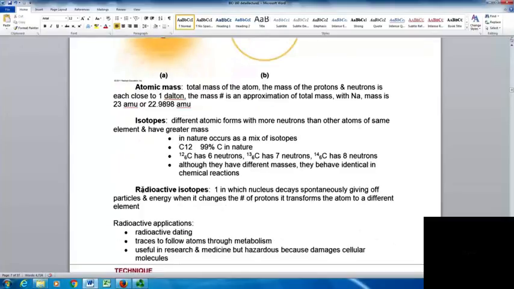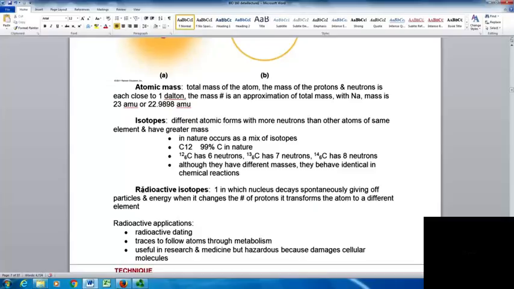Isotopes are the different atomic forms. These can have more neutrons than the other atoms of the same element and have a greater mass. They'll still be the same element because they have the same number of protons. In nature, things are going to occur as a mix of isotopes.